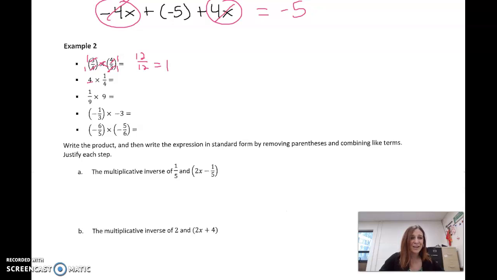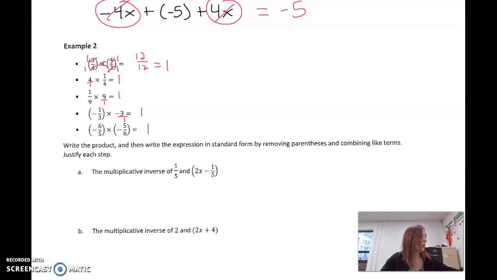Okay? Same thing here. If I put a 1 underneath it, because we can do that without changing the problem, 4 over 1 times 1 over 4, that's going to equal 1. 1/9 times 9 over 1, it's going to equal 1. Oh, wait. Negative signs. It must change things up, right? Notice negative times negative is a positive. 1/3 times 3 is 1. Negative times negative is positive. 6/5 times 5/6 is 1.